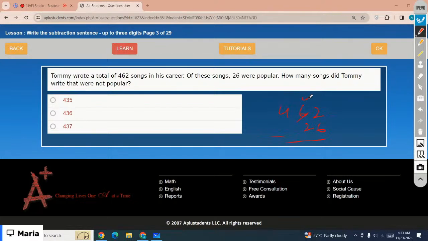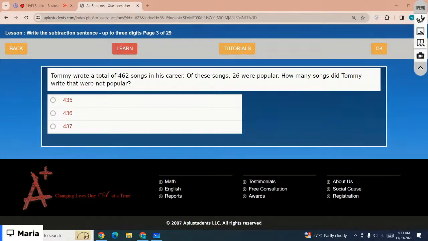You cannot subtract 2 out of 6, so you need to borrow 1. That makes 12. 12 minus 6 is 6. 5 minus 2 is 3, and here you have 4. That means the songs that were not popular are 436, right? So out of the total songs, 436 were not popular, so the correct option is 436.